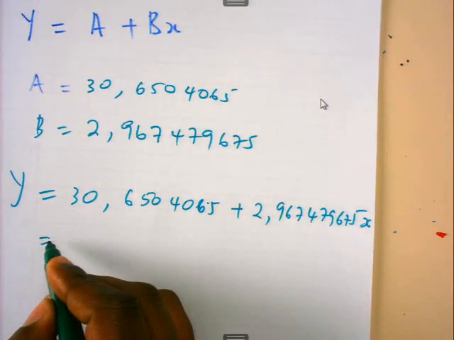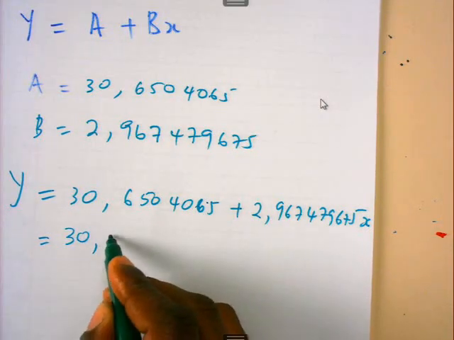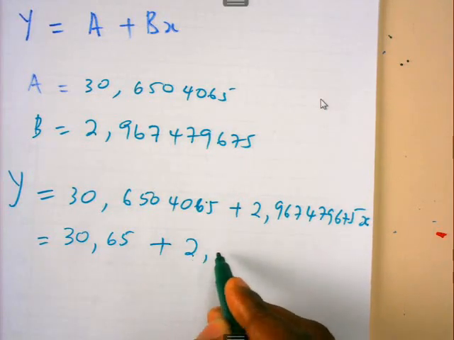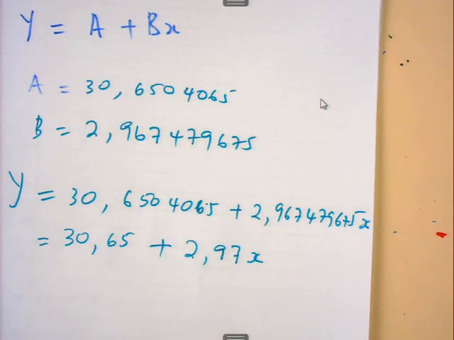But the question will always say correct it to 2 decimal places. Y is 30.65. Do you agree with that? Plus 2.97x. That is the equation of your least squares regression line.